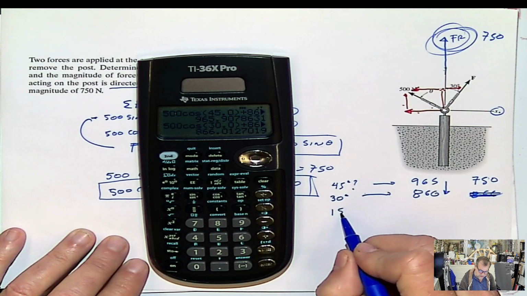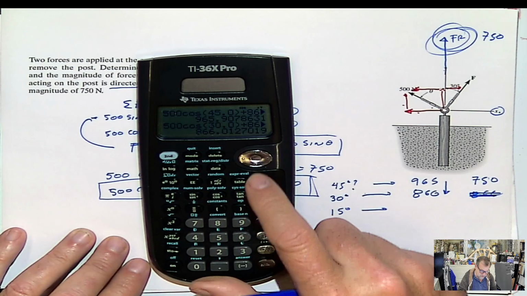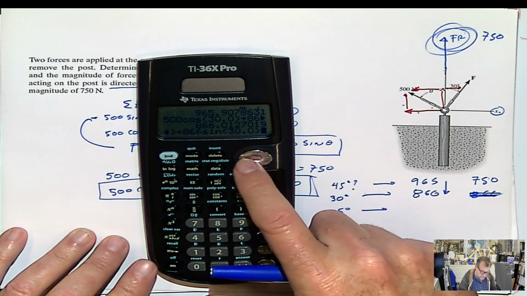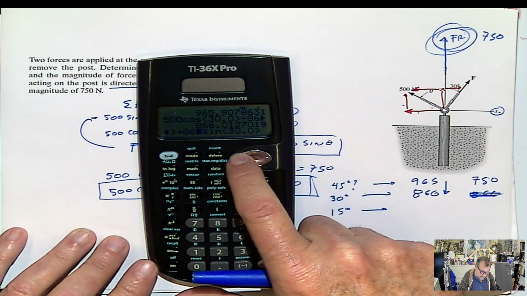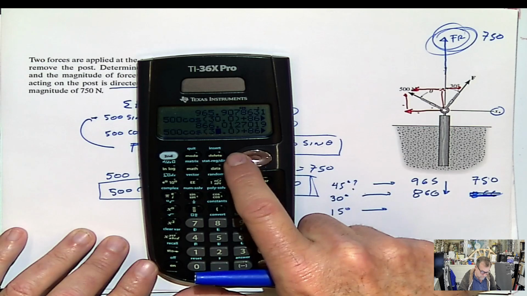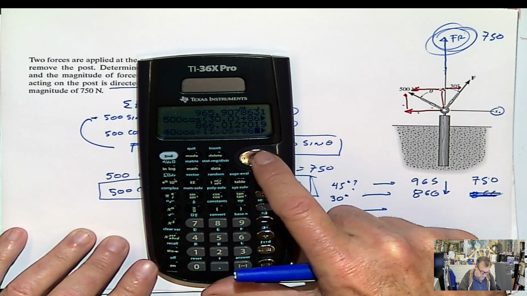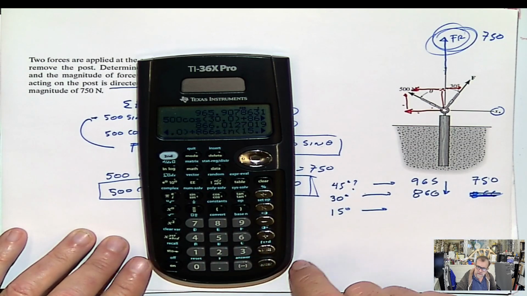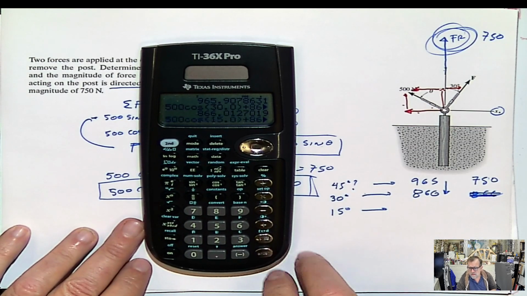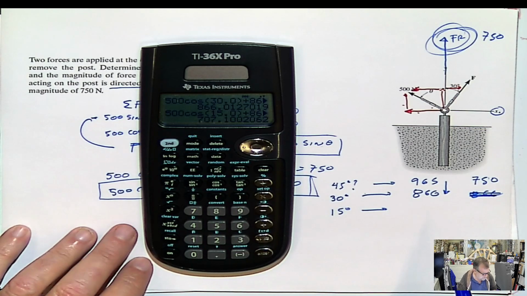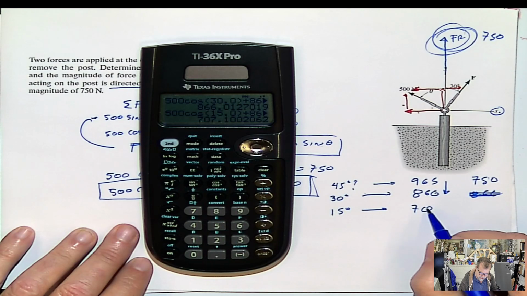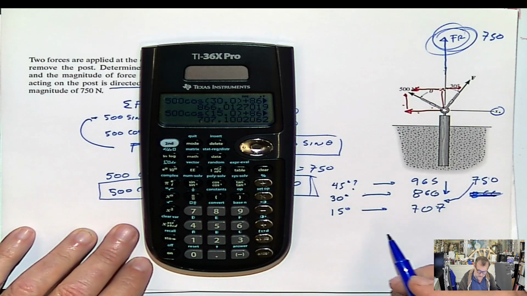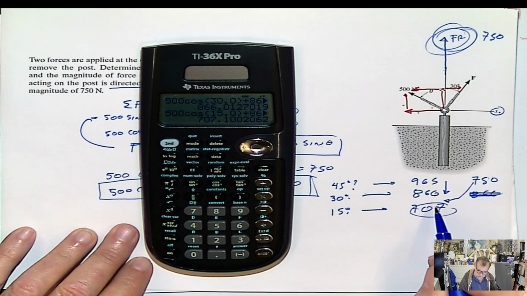Let's try now 15 degrees. Go up. And let's try 15 degrees here, 15, 15. And then we get 707. And look what happened. Our 750 was somewhere in between these two. That means that our angle has to be also between these two, but really close to this one. It's way closer than this one.